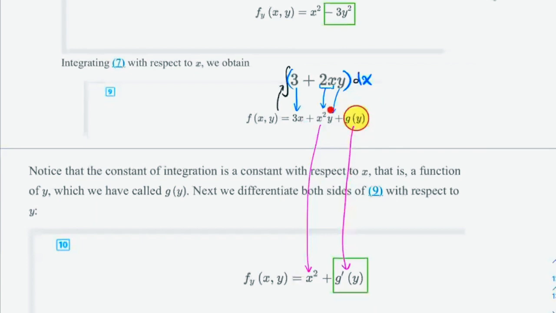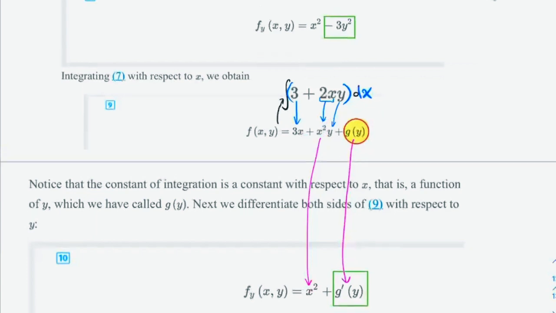The derivative of x squared y with respect to y is x squared. The derivative of g of y with respect to y is g prime of y. Now, this one and this one are both the partial derivative of the small f with respect to y. So comparing them, we know that g prime of y is equal to negative 3y squared.